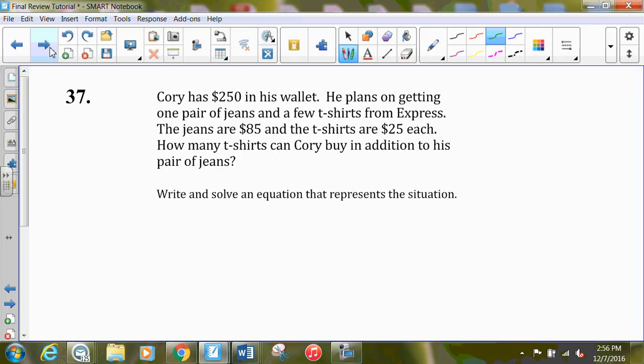Okay, so let's see. He's got $250 in his wallet, so we'll put the equal sign, and we know he's got that much to spend. And he plans on getting one pair of jeans. The jeans are $85. Let's do the opposite way. I'm going to put the 250 on this side. What he has to spend is going to be on this side. And on the other side, let's do all the things he wants to buy.